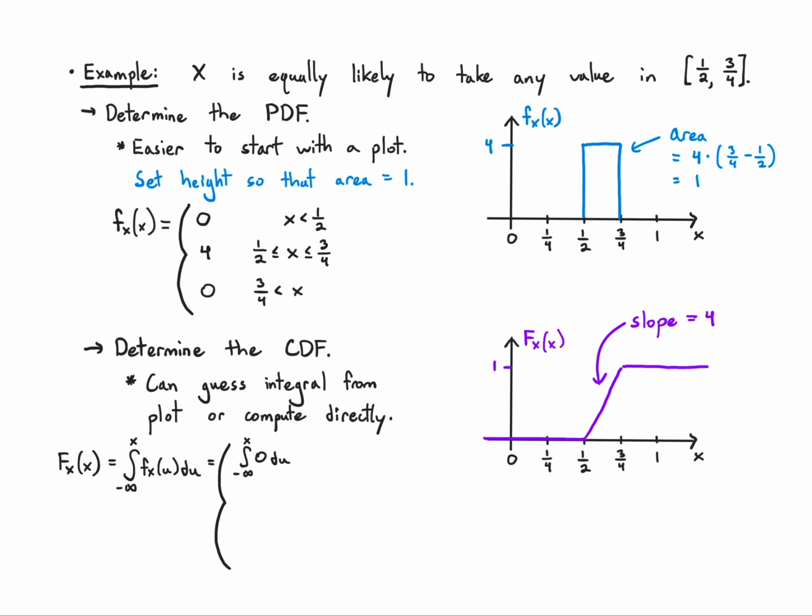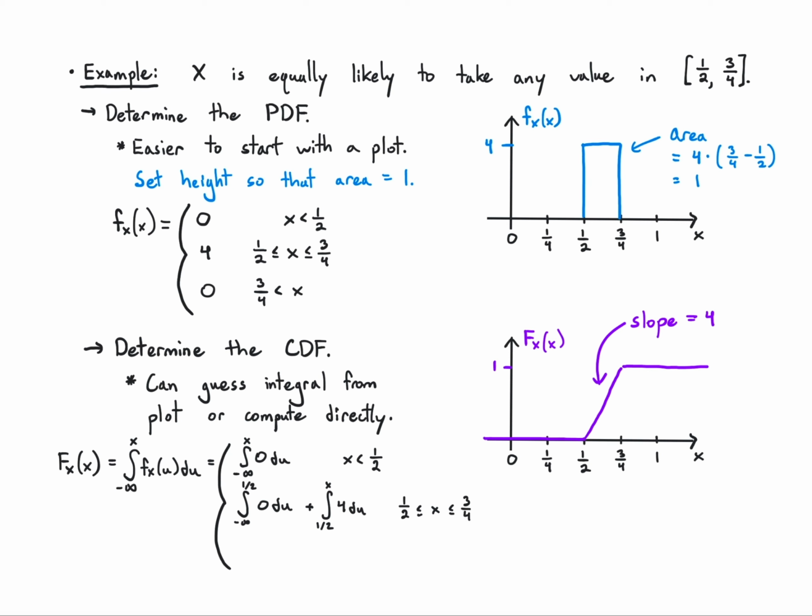before 1/2. In that case, the PDF is just 0, so I'm just integrating 0. If I'm looking for the CDF before x is 1/2, I'm just integrating 0 all the way, and it's going to be 0. After I've crossed 1/2, I've now broken up the integral so that it goes up to 1/2 where it's 0, right? So I'm integrating all the way up to 1/2, I get 0. And then after 1/2, I get this other piece of the integral. So I go from 1/2 up to x, and I get 4 du. And that's when x falls between 1/2 and 3/4.